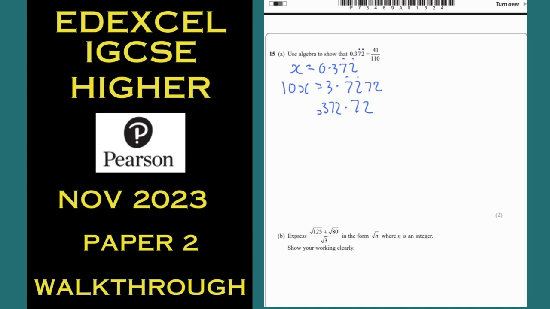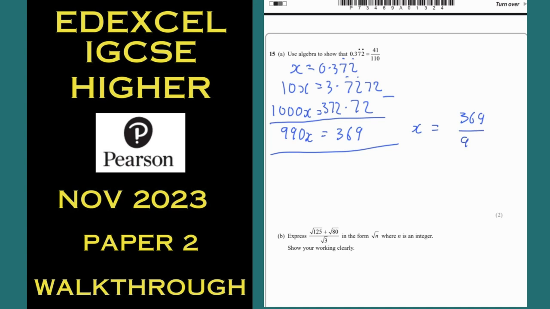So that budges it up to 372, and you times that by 100. You can bypass and go straight to 1000. But yeah, let's be honest, who cares? It's all pretty quick anyway. It's not like you've found a massive shortcut. We're going to do bottom take away top. 990x is 369, and so x is 369 over 990, and it's pretty obvious what that cancels down to. Yep, 41 over 110.